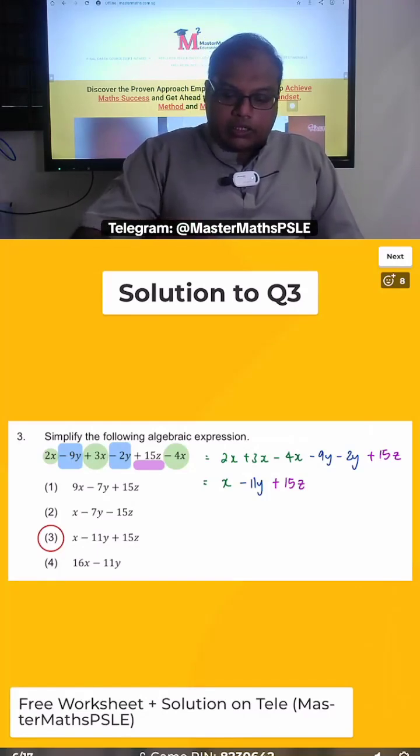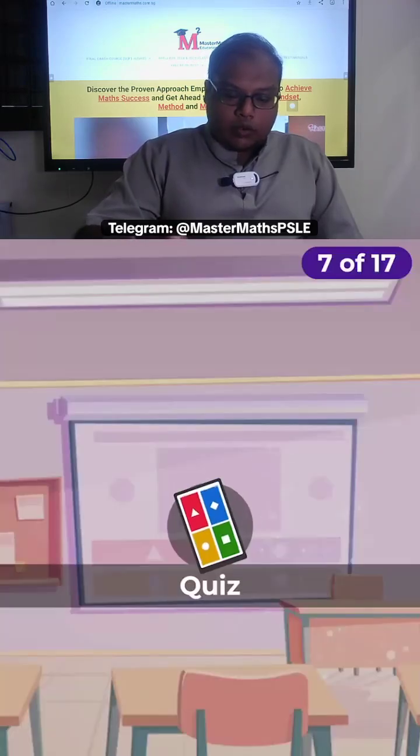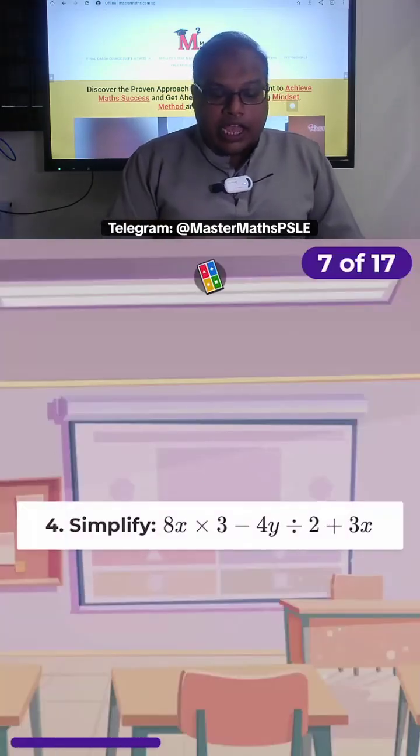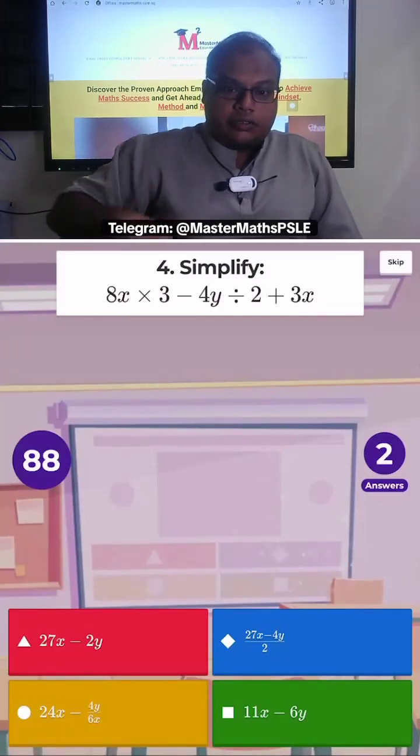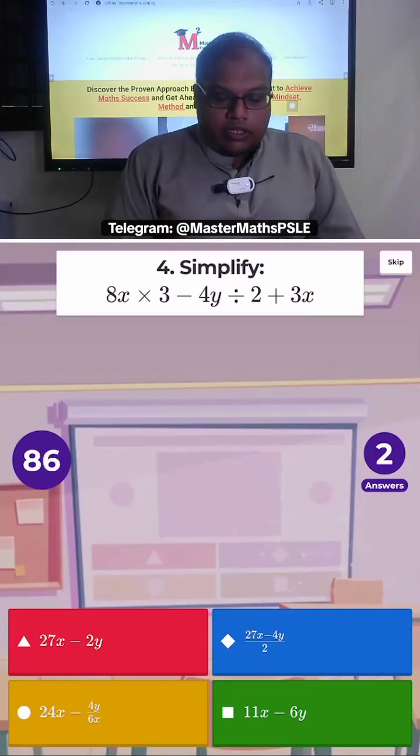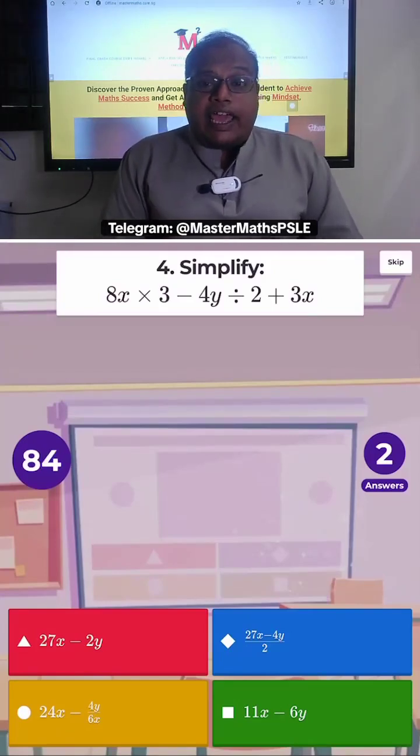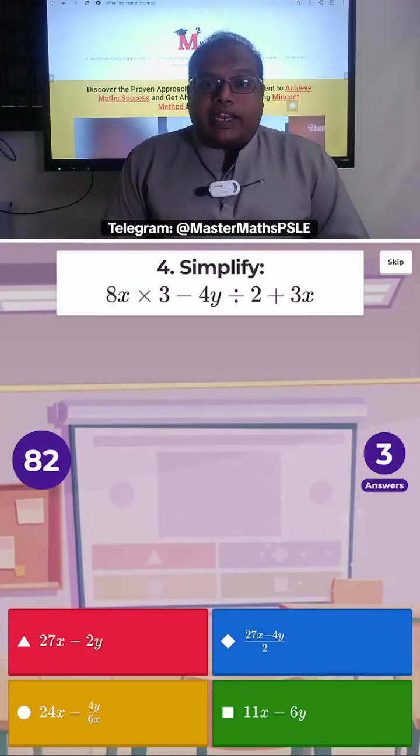So let's go to this next question. Another simplified question. Okay? So we're going to simplify 8x times 3 minus 4y divided by 2 plus 3x.